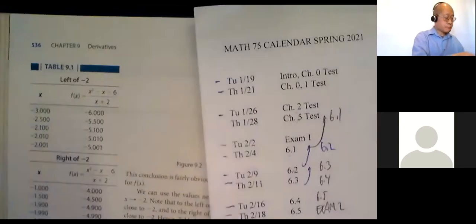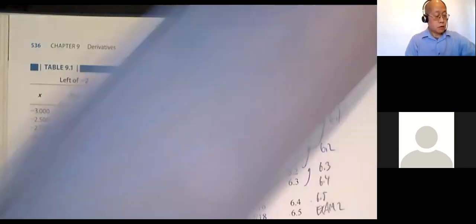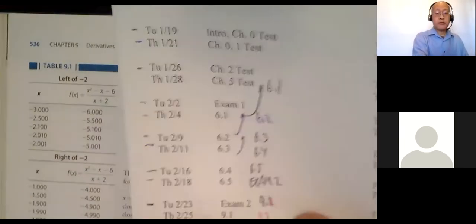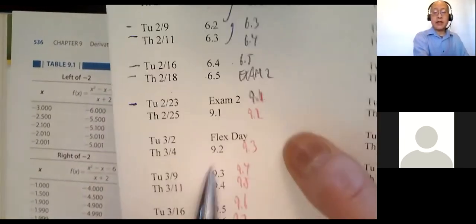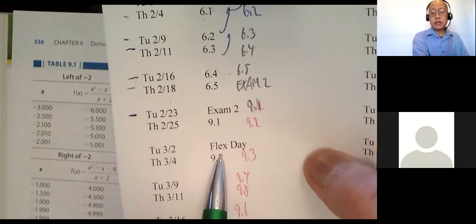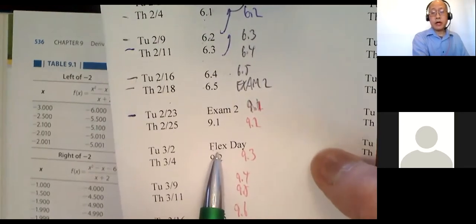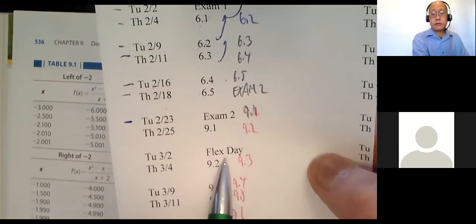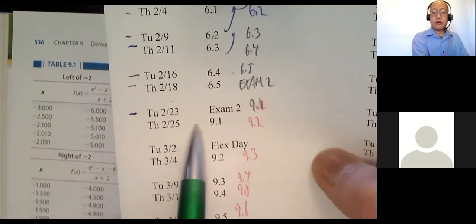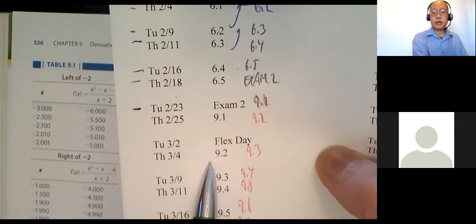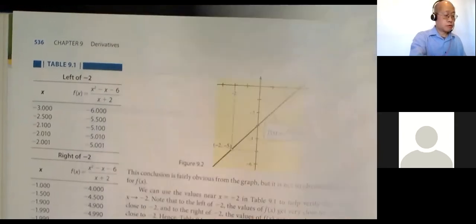Another quick note: a week from today, Tuesday, March the 2nd, is a flex day. No City College classes on that day. So you get a break. I don't get a break, but you get a break. After we meet on Thursday, we don't meet again until the following Thursday, March the 4th.